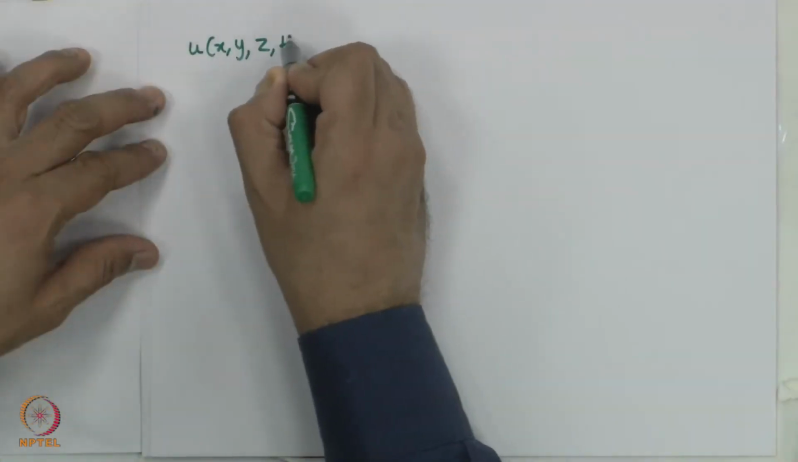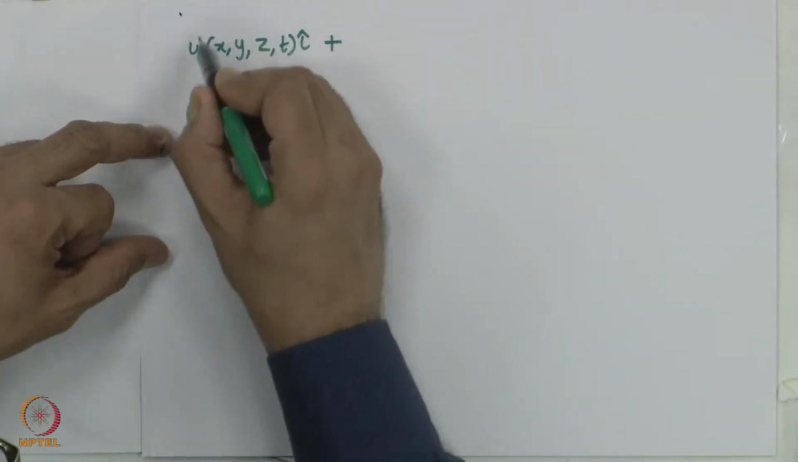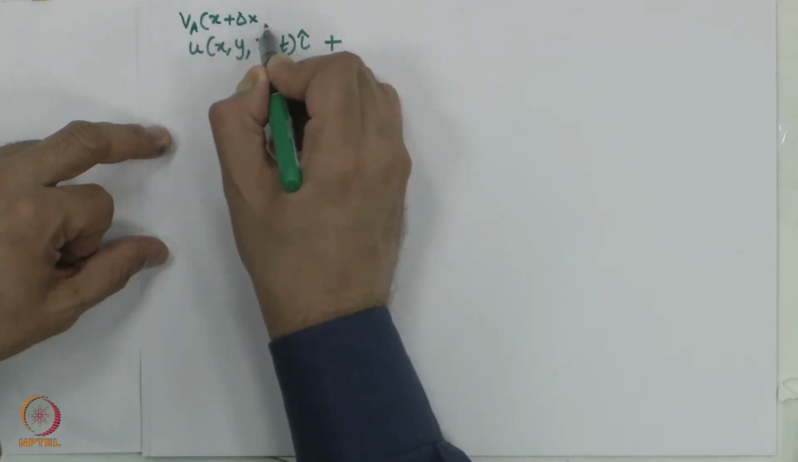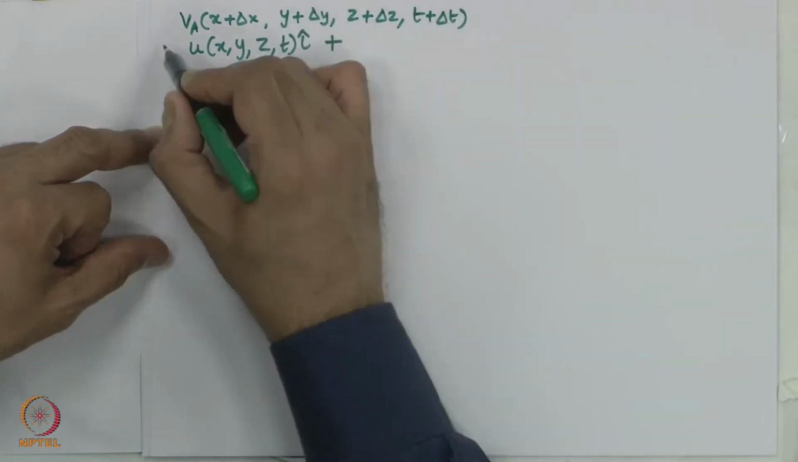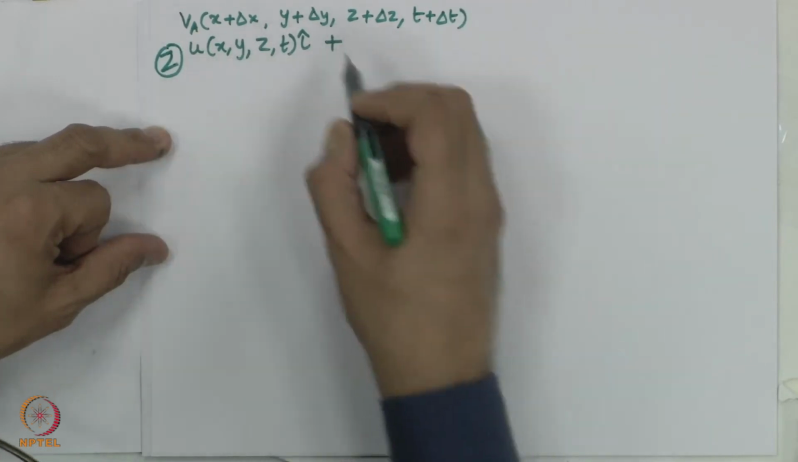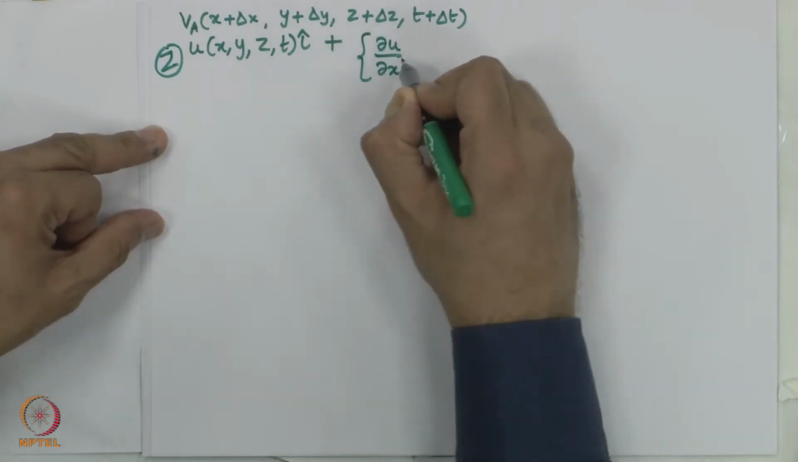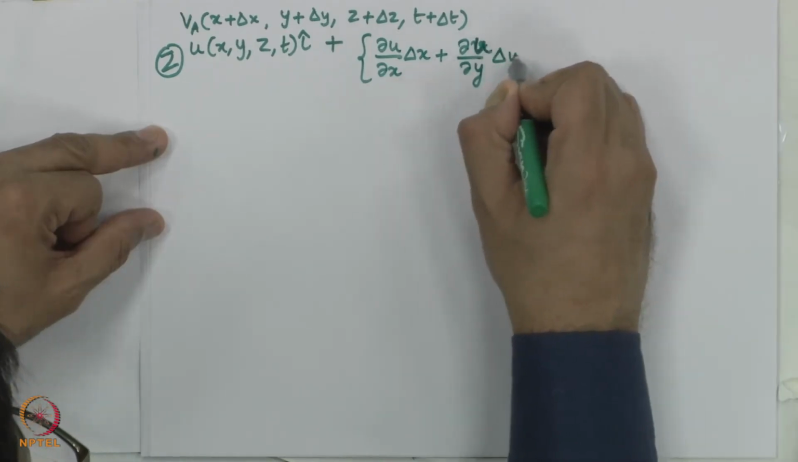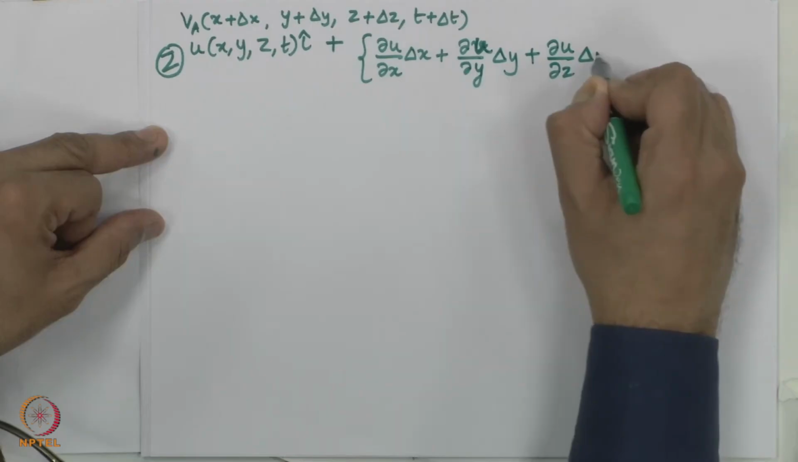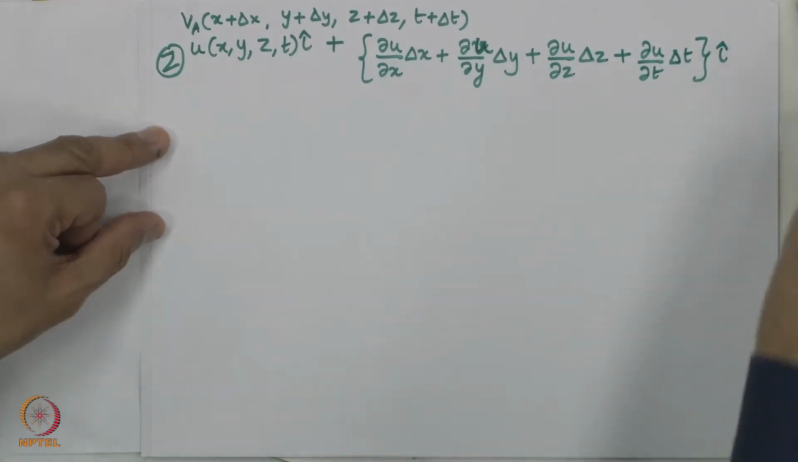So, this is u of x, y, z and t i cap plus this is v of x plus delta x, y plus delta y, z plus delta z, t plus delta t. I am writing this equation 2 again in these terms which are expanded form, plus du by dx delta x plus du by dy delta y plus du by dz delta z plus du by dt delta t i cap. Okay.